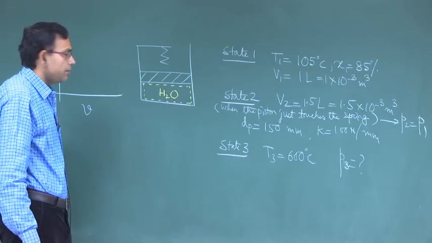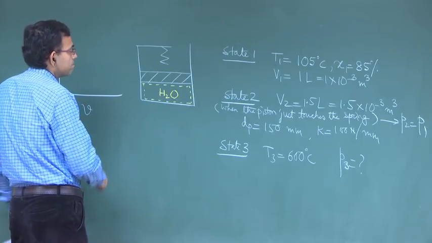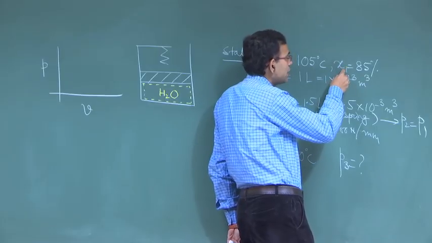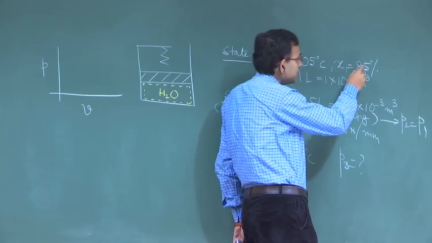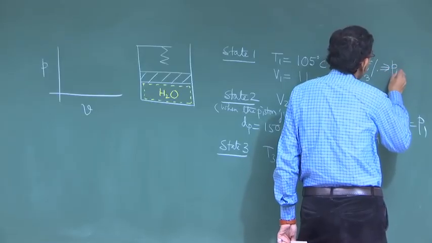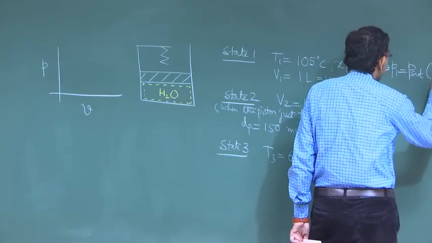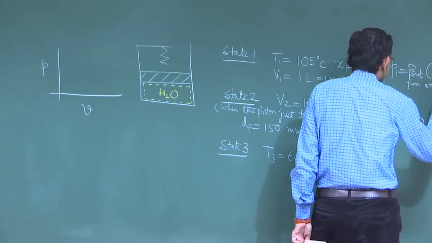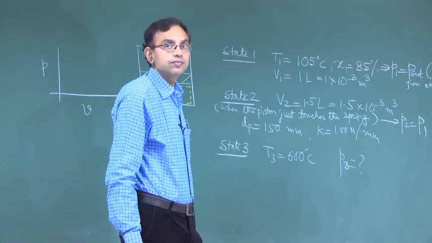So, PV diagram, state 1. What is state 1? It is in the 2 phase region, because quality is 85%. So, quality is between 0 to 100%, so it is in the 2 phase region. So, what is P1? P1 is the saturation pressure corresponding to 105 degree centigrade from the steam table, because the substance is water, otherwise you have to look into the table of that substance.